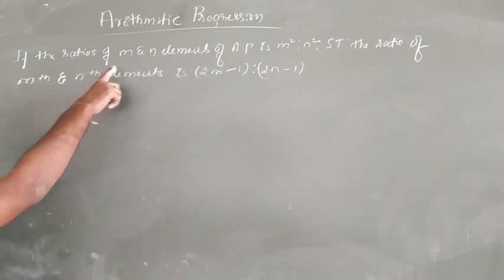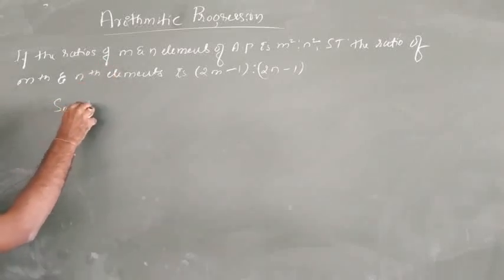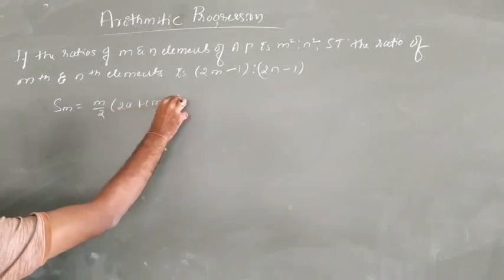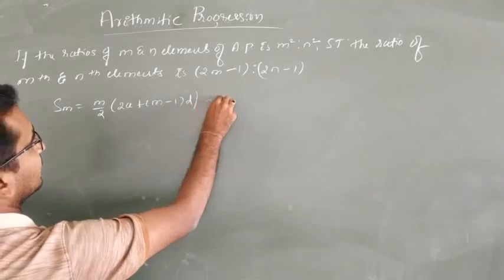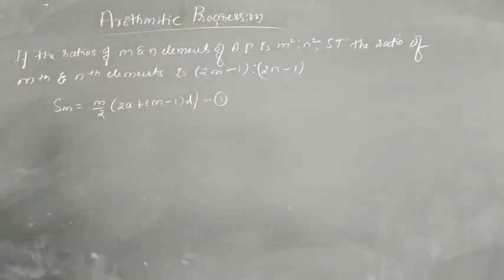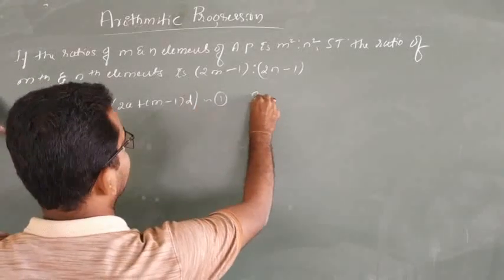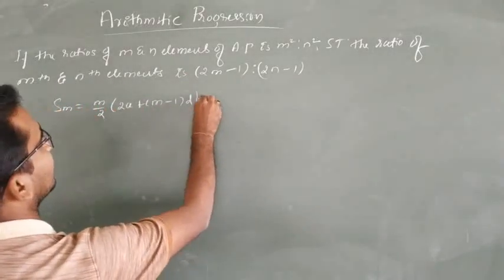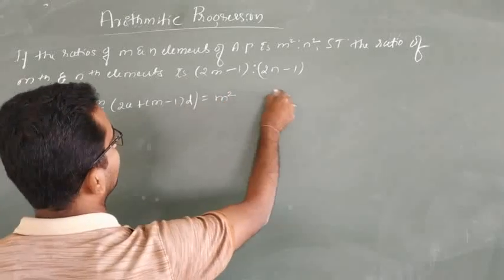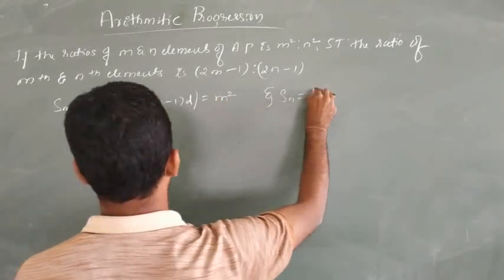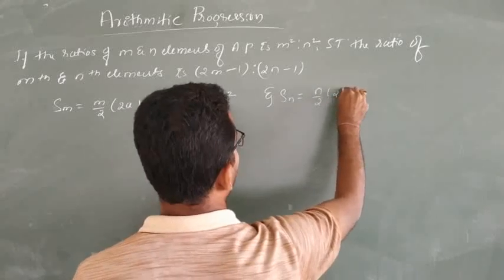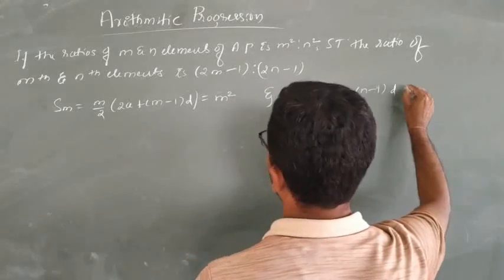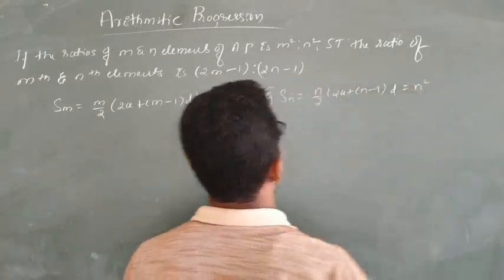So the sum of the first m elements, that is Sm, is equal to m by 2 into 2a plus m minus 1 into d. So this is the first one. Next, the sum of the n elements, Sm they have given as m square. Okay, and Sn is equal to n by 2 into 2a plus n minus 1 into d. That they have given as n square. Okay.